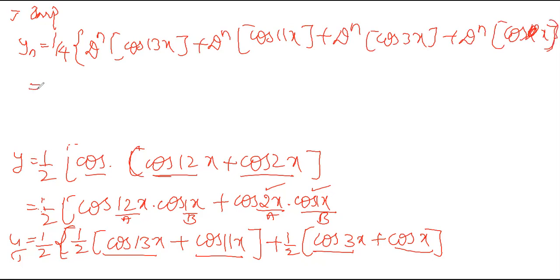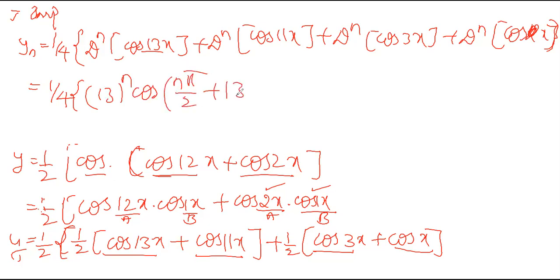Then finally write here 1 by 4 into the differentiation of cos. Here 13 is there, so you take 13 to the power of n. I write here 13 to the power of n into cos of n pi by 2 plus 13x. This is the first one.